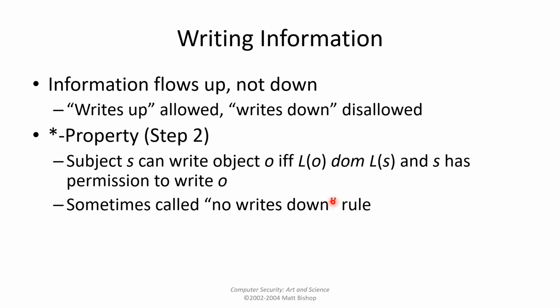Writing is very similar. You can write up, you can write to the same level and the same categories, but you cannot write too high up. In this case, let's look at it. The subject can write to an object if and only if the object dominates the subject. Notice it's backwards. In order to read it, the user had to dominate the object. But in order to write it, the object has to dominate the user, assuming that the subject is a human, and it could be a process or something.